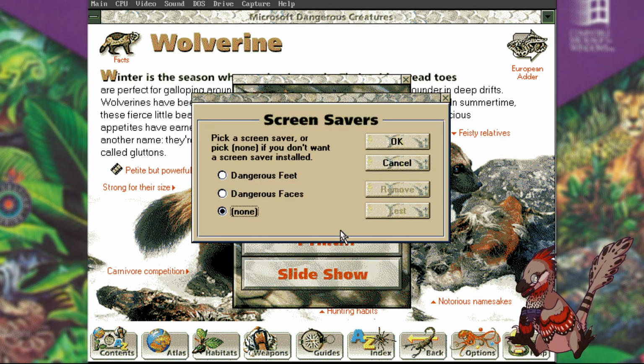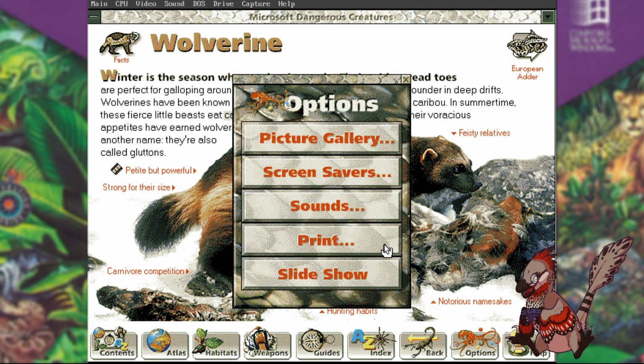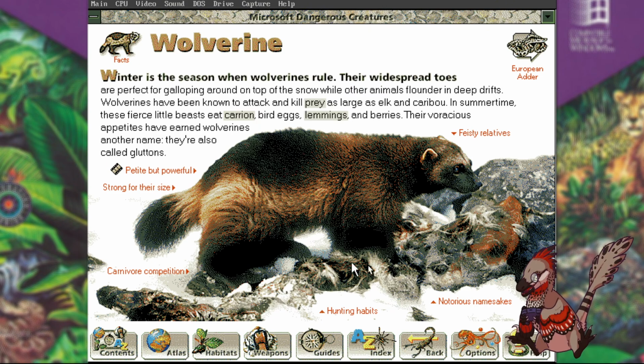I think it also had screensavers, yeah. Dangerous feet. Well, that one sounds good. To use a screensaver, a picture file must be copied over to your hard drive. It will take 401,516 bytes. Sure. I believe I have enough space for that. All right. I don't think I can try the screensaver just yet, though.